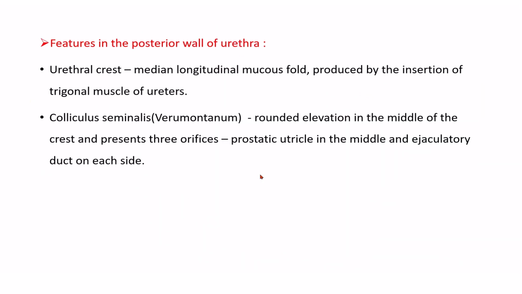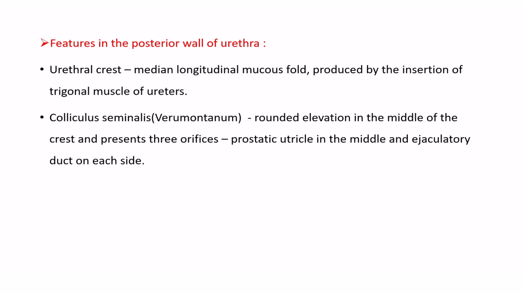If we go in detail, urethral crest: it is a median longitudinal mucous fold which gradually increases in height as it descends. The height reaches a maximum of about 3 millimeters at the middle of the crest. It fades away below by dividing into branches. The crest is produced by insertion of trigonal muscle of ureters.